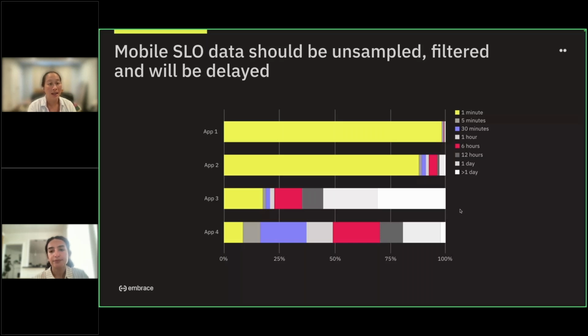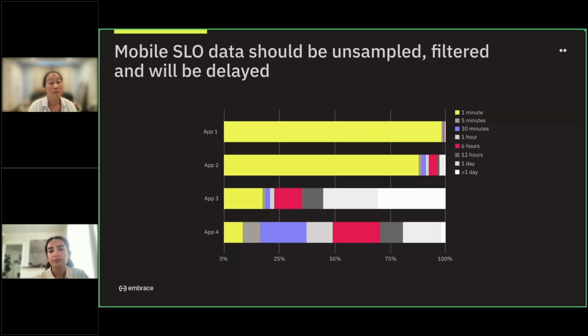So delayed data is not common for infrastructure backend systems, but it's very common in mobile because if a person loses connectivity, is in offline mode, which may be perfectly normal for an app, the data will come in later. And you don't necessarily want to exclude this data because it's actually the normal behavior of your user, depending on what kind of app that you have.